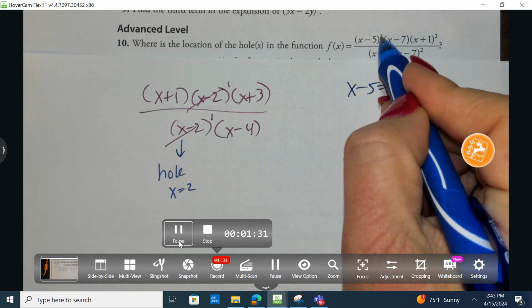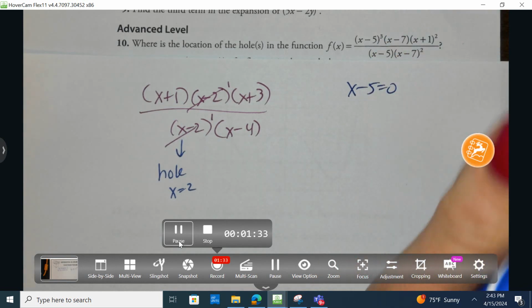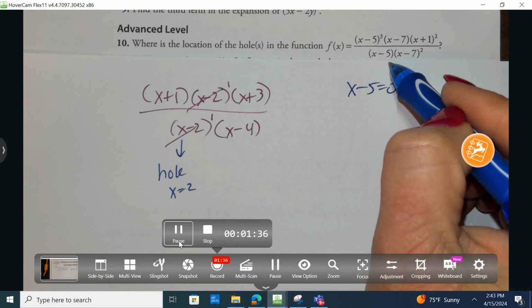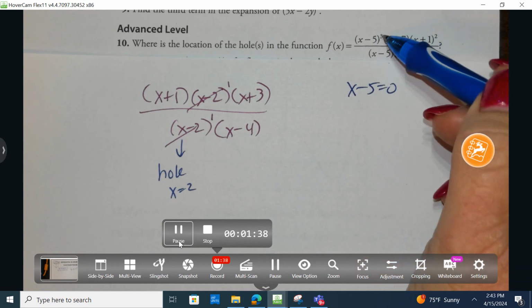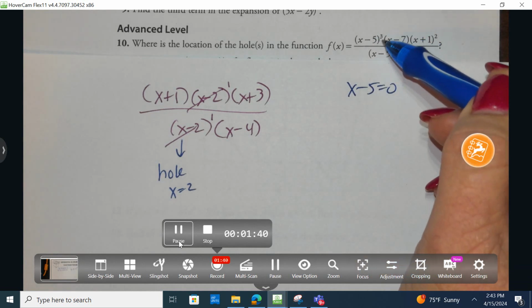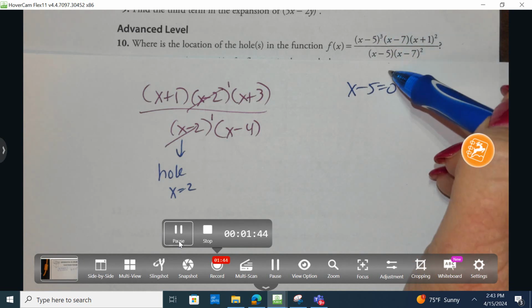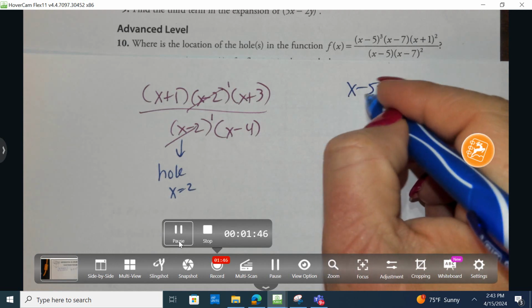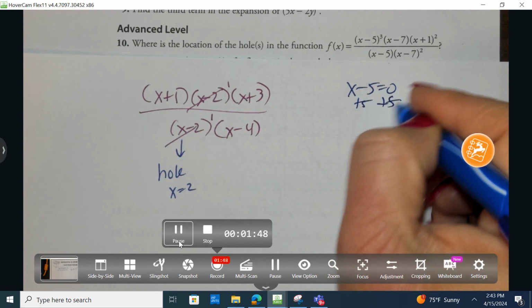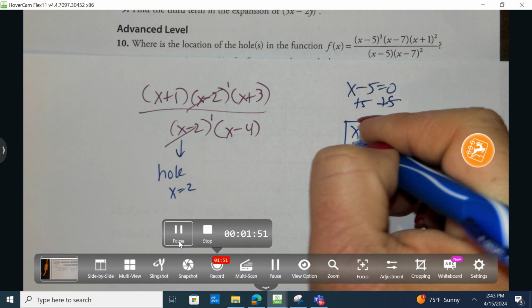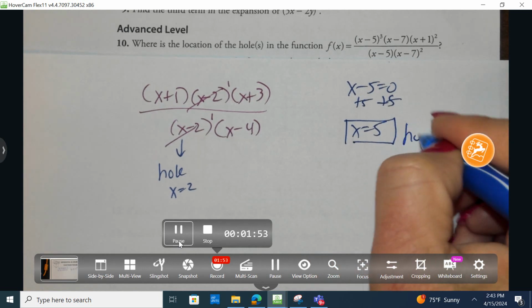When the degrees, when they're not equal, check it out, when they're not equal, then we have to look at their multiplicities. When the multiplicity in the numerator is greater than the multiplicity in the denominator for this factor, then we have a hole. So I set it equal to 0, I add 5, and I get x equals 5. That's where the hole is going to occur.